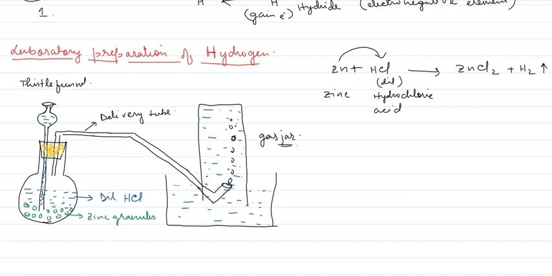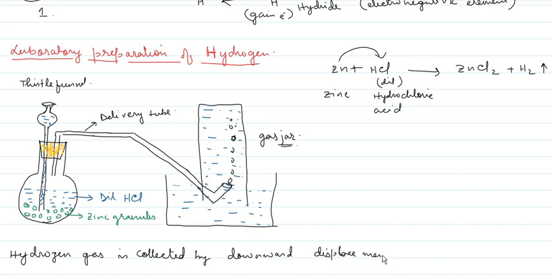Okay, so now this is the main method. You have understood how we can prepare it. Now we have to remember that the hydrogen gas is collected by downward displacement of water. Now what is this?